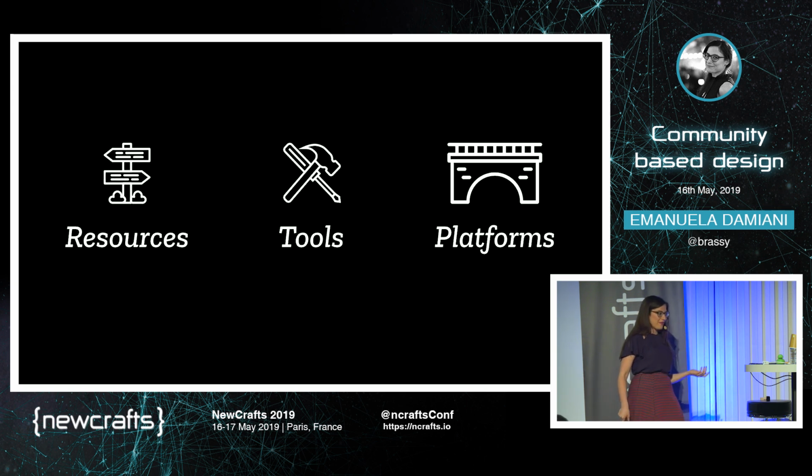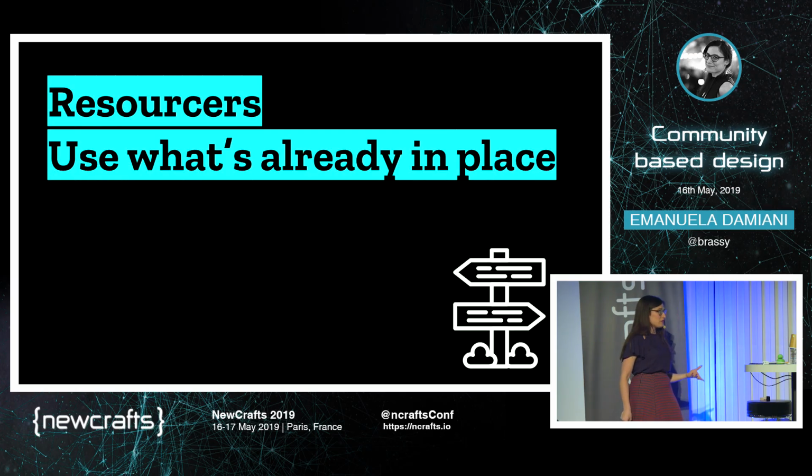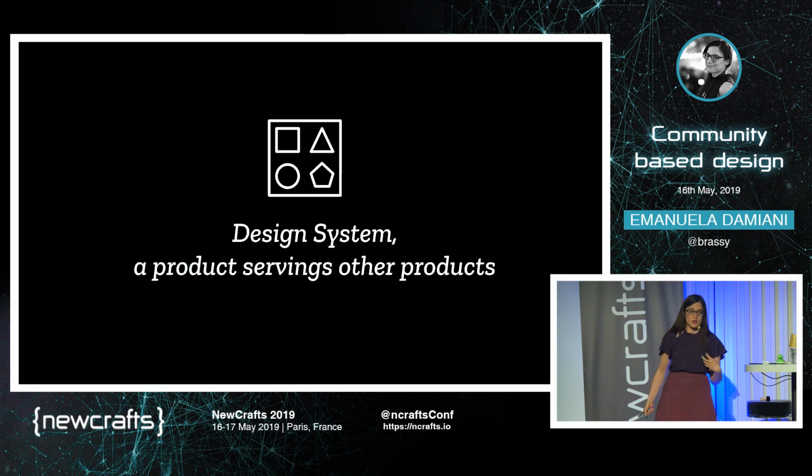And as I said before, in order to work in the open, I think that we need those three things. One is resources. Then we have the tools and the platform. And resources means that we can just reuse what is already in place. My first project at Mozilla was to work on the design system. And I like to describe a design system as a product serving other products.